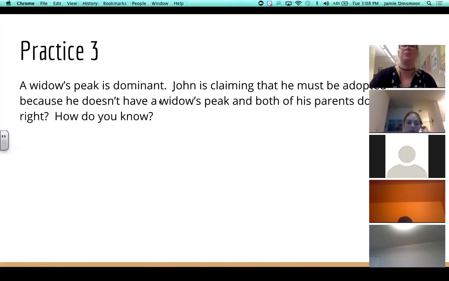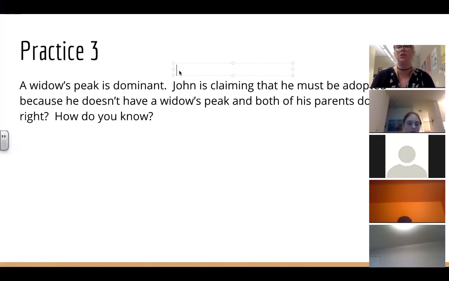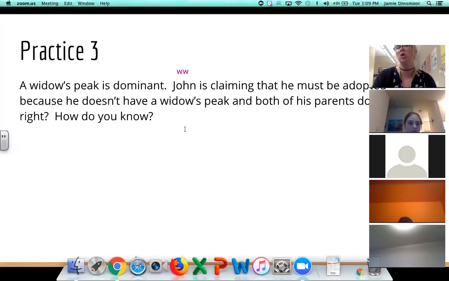A widow's peak is dominant. So where should we start? Let's start with John. What must John's alleles be if he doesn't have a widow's peak? Little w's, right? He has 2 recessive alleles. That's how he's going to get no widow's peak. Great. Well, his parents both have widow's peaks, so they could be big W's, right? Or they could be, as Lane suggested, heterozygous, big W, little w, right?